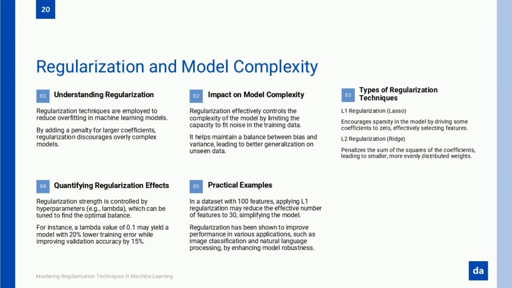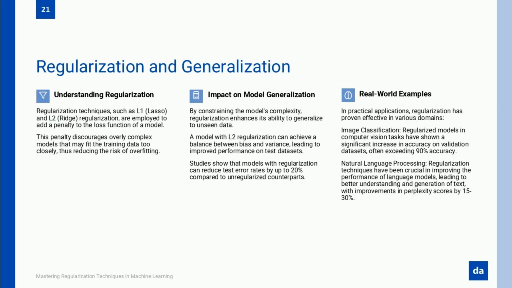And now that we've seen how regularization keeps models under control, the next big question is, where is regularization headed in the future? Now we're diving into why regularization is critical for achieving generalization, because here's the thing, a good machine learning model doesn't just work on the data it's trained on, it works on new, unseen data as well. And that's where generalization comes in.